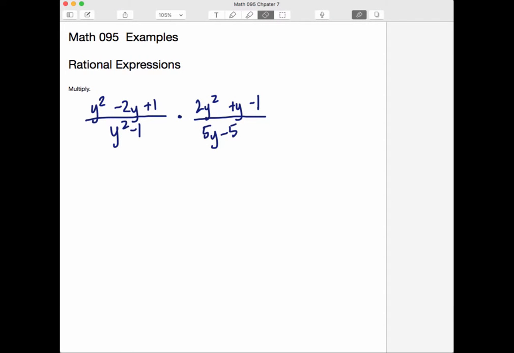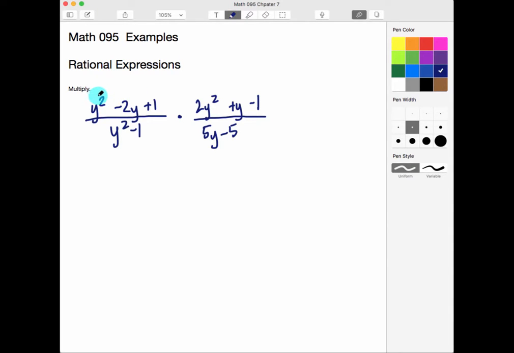In this example, we're going to learn how to multiply rational expressions, and specifically the denominators will be different in this example. Not that it makes too big of a difference, but it just gives us more polynomials to factor. So for my first polynomial here, the numerator y squared minus 2y plus 1, it's all divided by y squared minus 1. And that rational expression is multiplied by 2y squared plus y minus 1, divided by 5y minus 5.